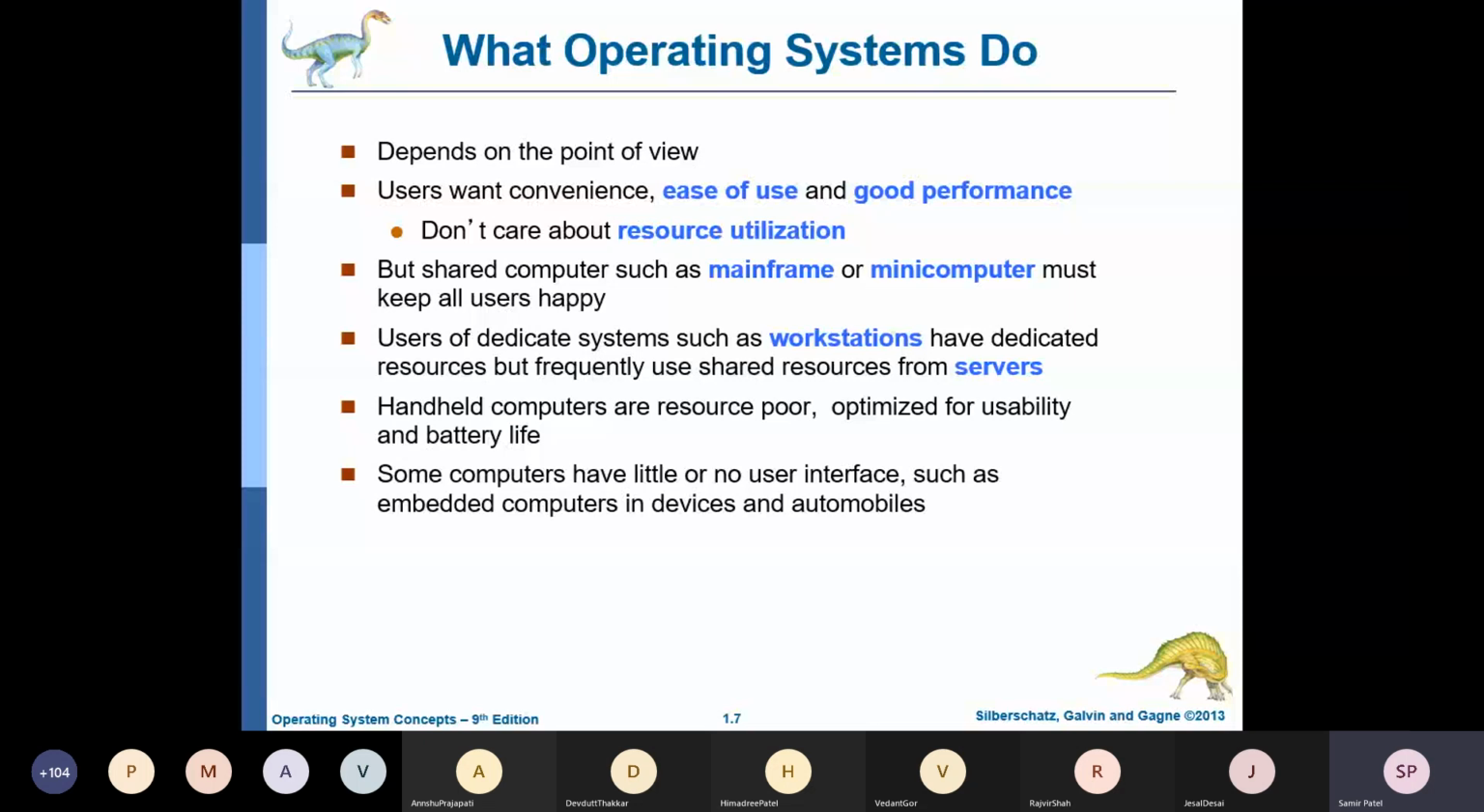Recently the scenario has changed, and handheld computers are optimized for usability and battery life, and they give the best performance as of now with the advanced technologies. Again, it will keep on increasing. It is not restricted to this much resources only. Resources are also growing with the advancement of VLSI technology.